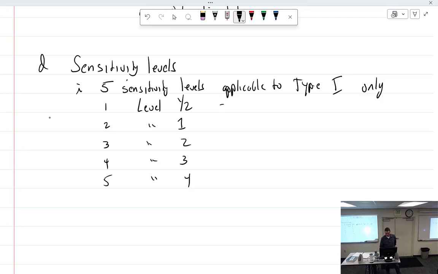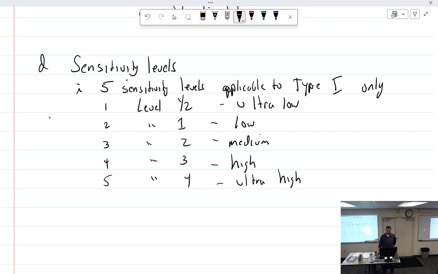So this is ultra low. This is low, medium, high, ultra high. It's like ordering up a cup of coffee at the Starbucks.